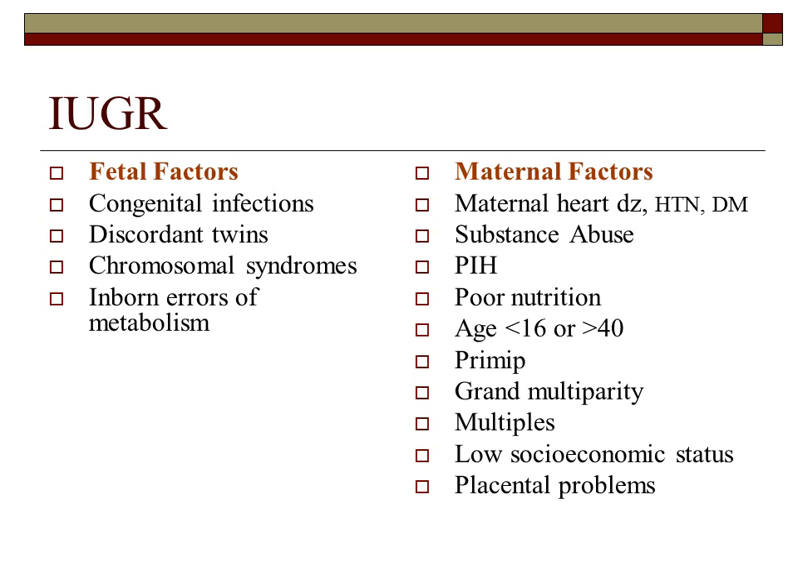Okay, so let's look at some of the causes. Some of the fetal causes that cause symmetrical IUGR are congenital infections, discordant twins, where there is a sharing of blood between the twins and one twin ends up getting more nutrients and oxygen, chromosomal syndromes, and inborn errors of metabolism.